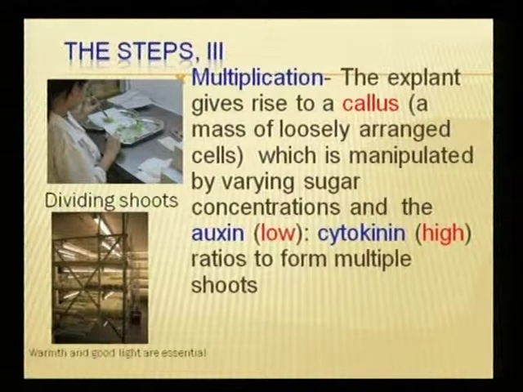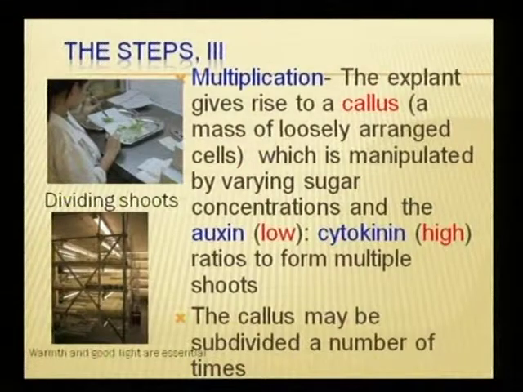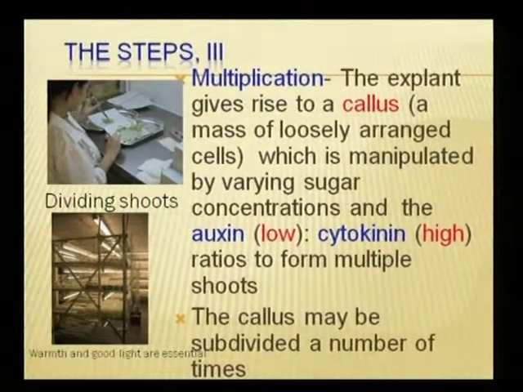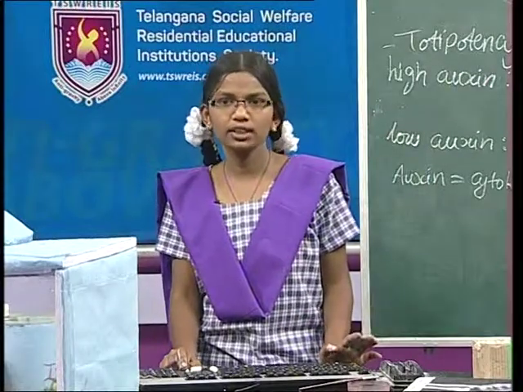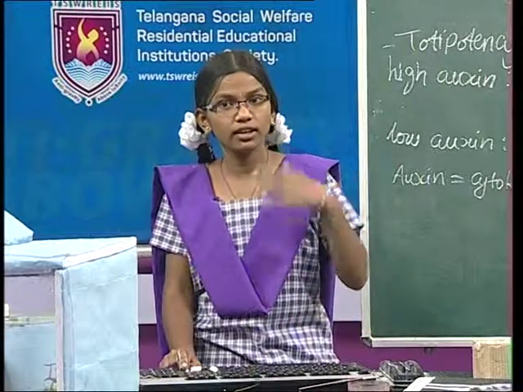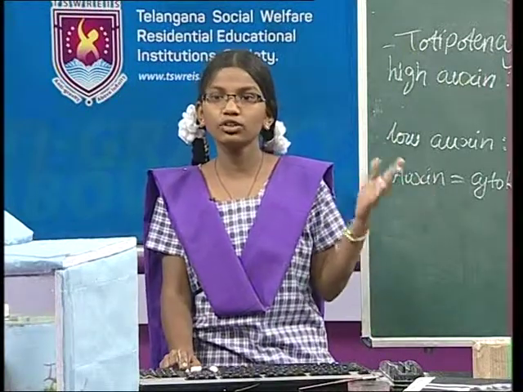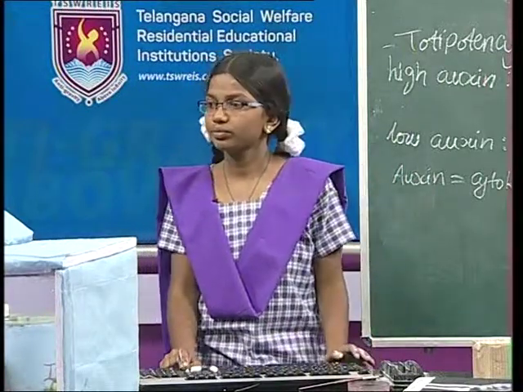See, multiplication of explant. The explant can give rise to a callus. Callus is nothing but a mass of cells. The callus may be subdivided a number of times. Sometimes a callus may develop into embryo-like structures, and the embryo can be directly used for culturing.